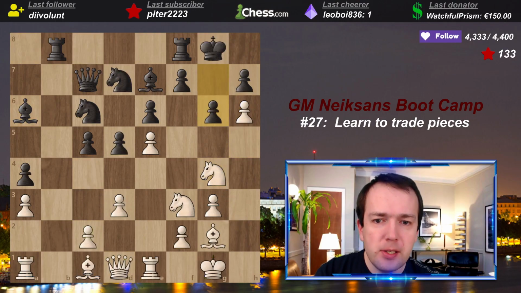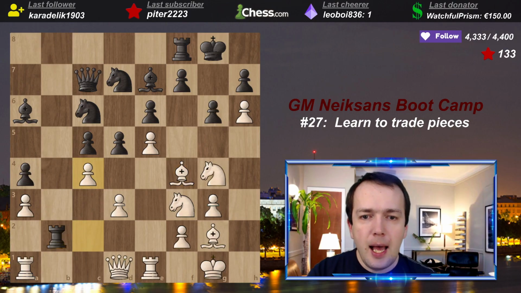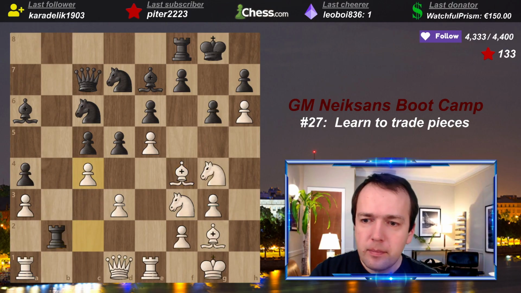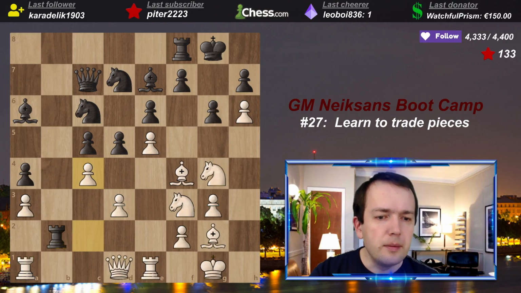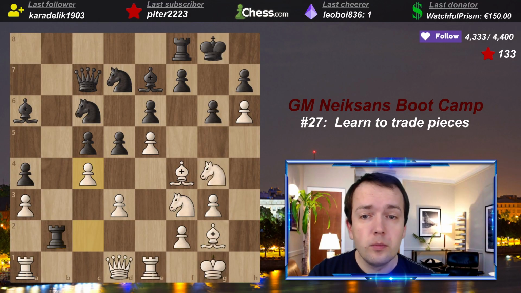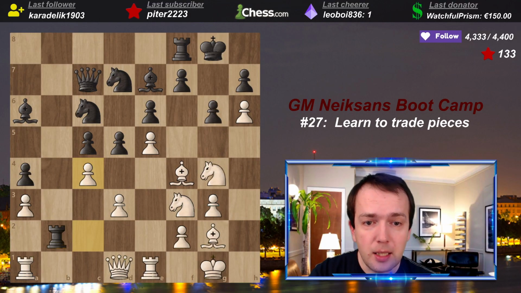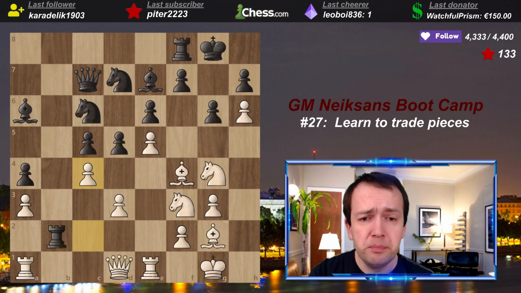So the bishop on e7 is an important piece, and we want to trade it. Yeah, that was very, very straightforward. Right. So that was the rule number 2. Eliminating critical defender when attacking, and the bishop on e7 was the critical defender.